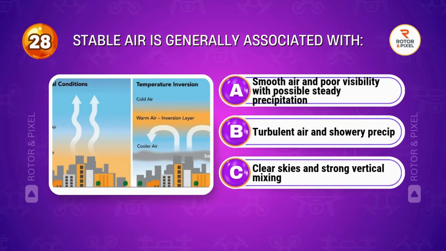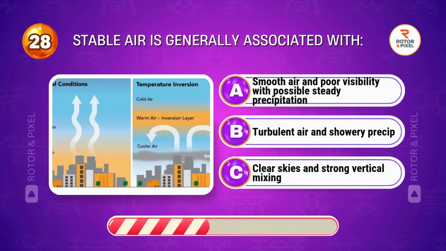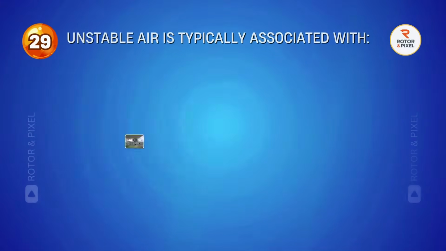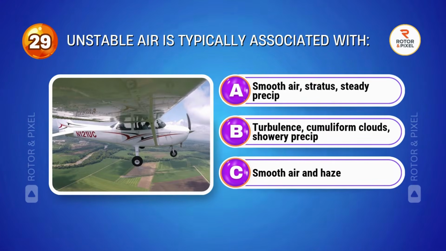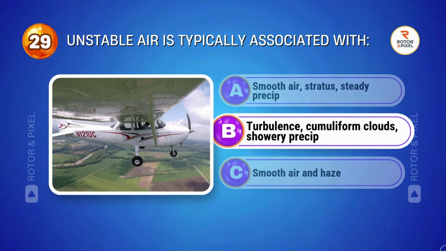Stable air is generally associated with? Answer A, smooth air and poor visibility with possible steady precipitation. Unstable air is typically associated with? Answer B, turbulence, cumuliform clouds, showery precip.